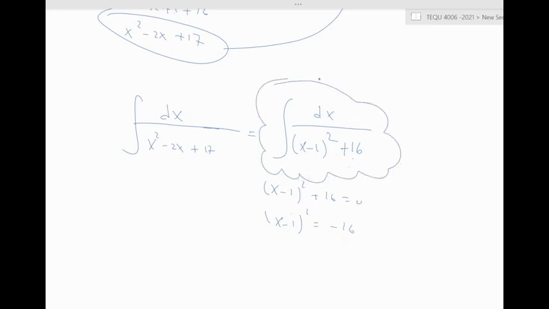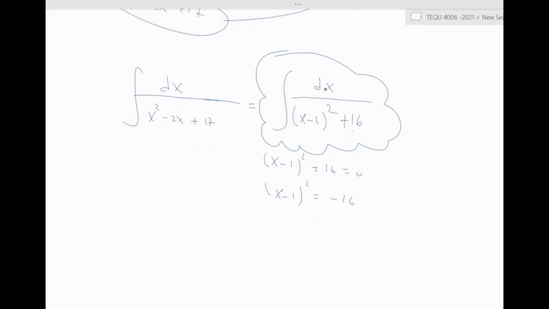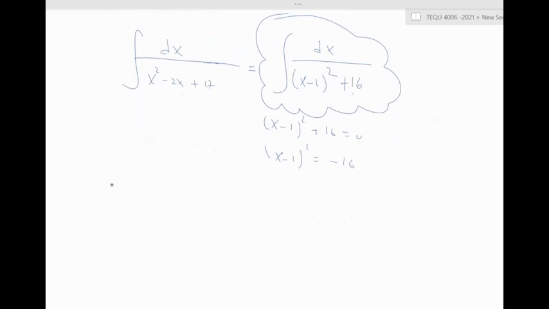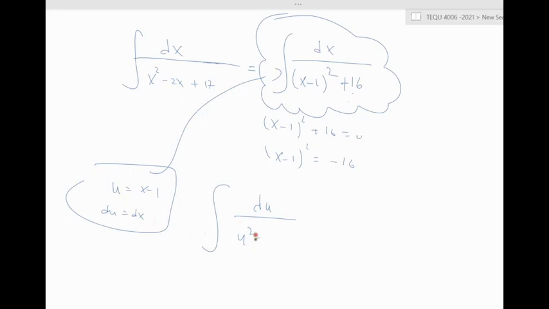Do you remember a function that looks like that? You do, I bet you do. It has to do with inverse tangent. All right, how can that be the inverse of a tangent? Well, if you let u equal x minus 1, what is the du? Du is the dx. Now, if you substitute this right here, you end up with du over u squared plus 16.